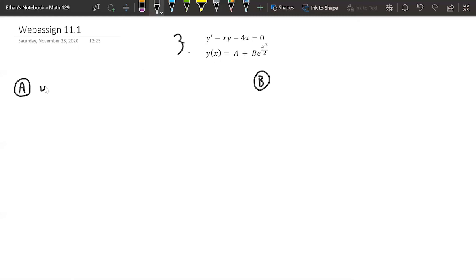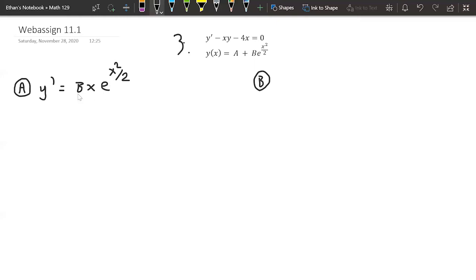So first step, as usual, is to solve for y prime. a and b are both constants, the question says that, so obviously the derivative of a is just 0. The derivative of b times e to the power of x squared over 2 is just going to be bx times e to the power of x squared over 2. It's a little bit big there, but I'm writing with a mouse, so just bear with me.